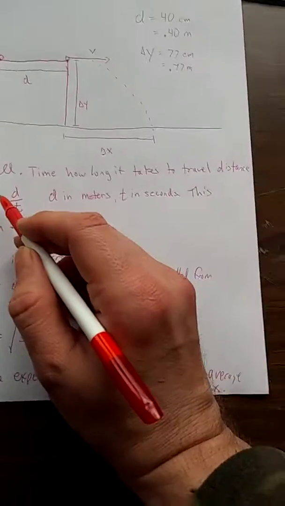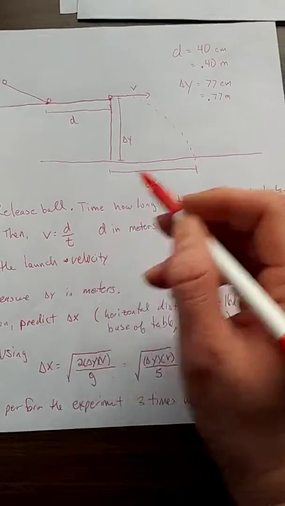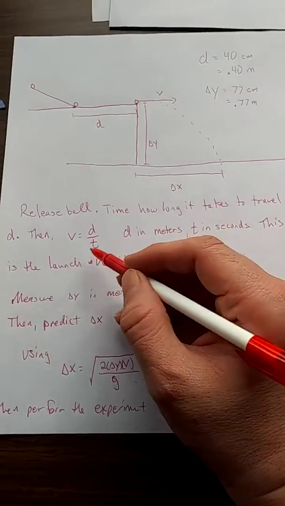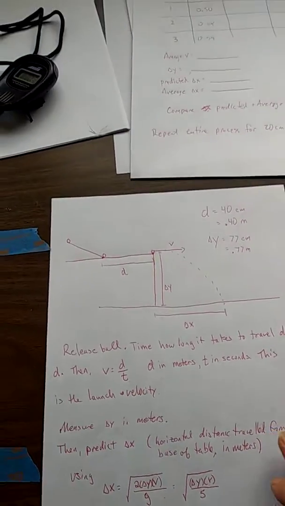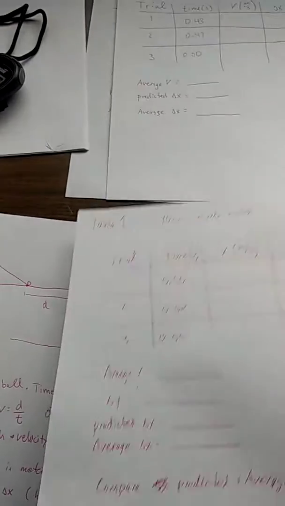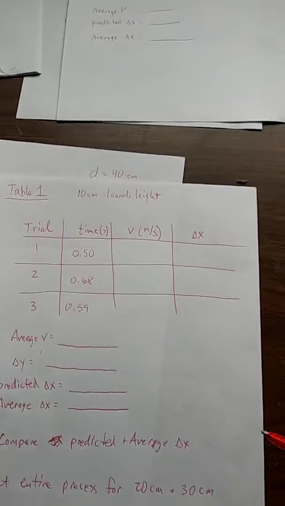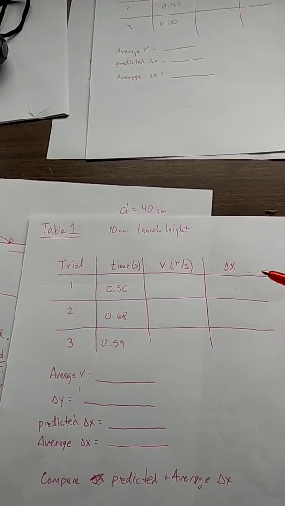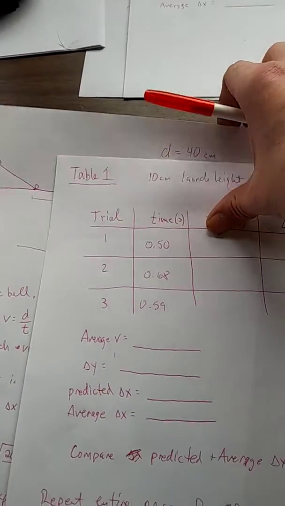And that's with this equation here. Launch velocity v is the distance, which is not going to change from 0.40 meters for me, and then the time, which I'm going to time with the stopwatch in seconds. Okay, that's the first step. Now, I've actually already done that, because I can't release the ball, time it, and hold the phone all at the same time. So I've done that.